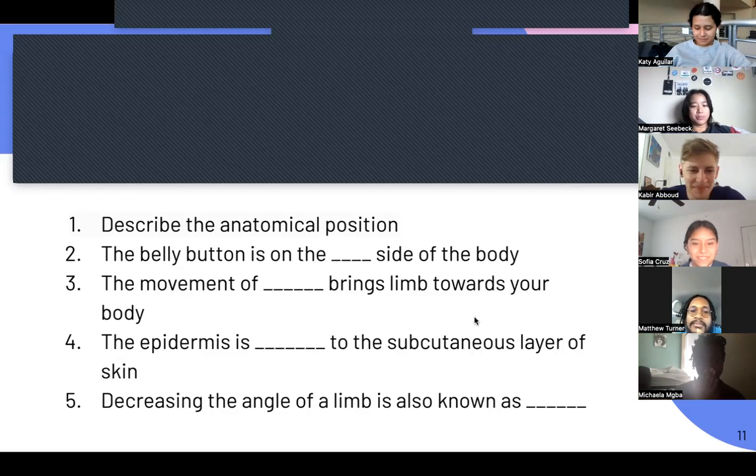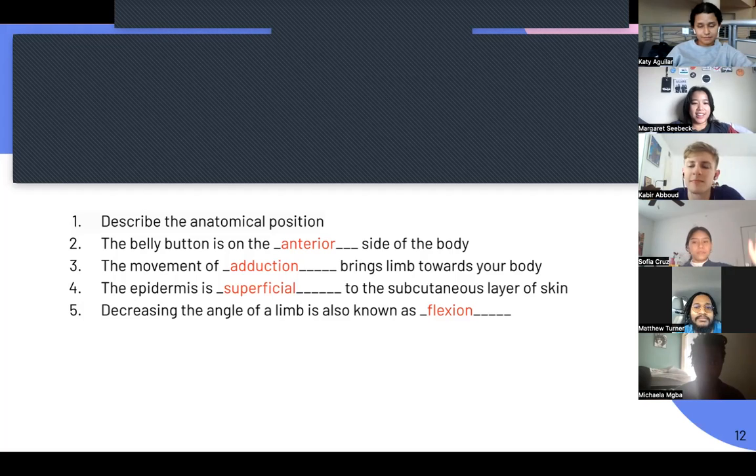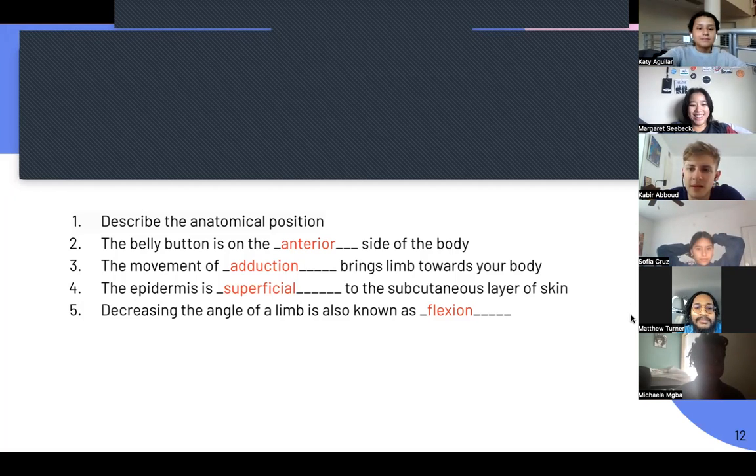The epidermis is blank to the subcutaneous layer of the skin. Superficial. Spectacular. All right, and then the last one, decreasing the angle of a limb is also known as flexion. Oh my gosh, you guys are doing so good. Look at that. Perfect, 100.